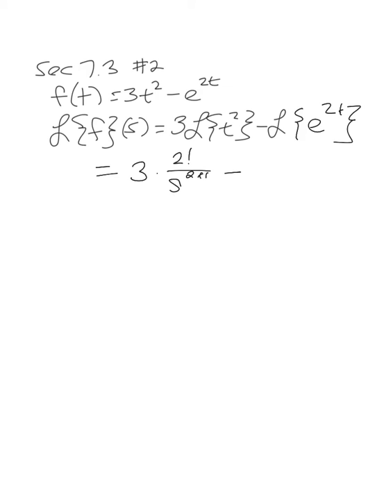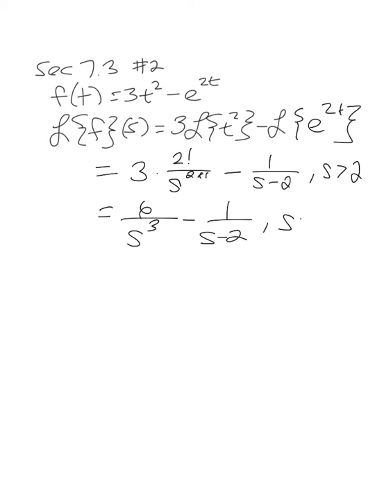Minus, now for the exponential function, we just get 1 over s minus 2. And for the exponential function, the domain of that Laplace transform is going to be just s greater than 2. And now we just simplify. So we get 6 over s cubed minus 1 over s minus 2 for all s greater than 2. And that is our final answer.